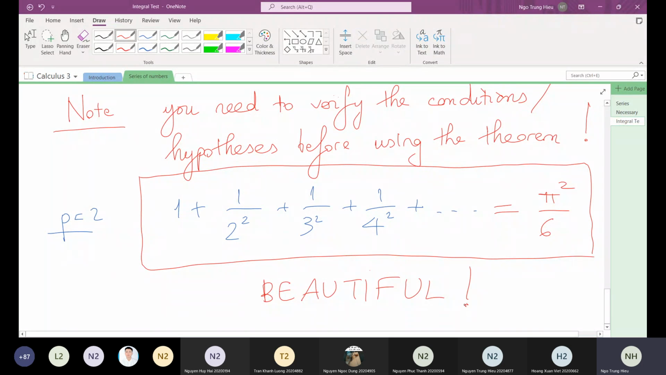Because on the left hand side it is just rational numbers: 1, 1 over 4, 1 over 9, 1 over 16, 1 over 25, rational numbers. But on the right side, you see that pi appears. Pi is an irrational number. So this identity is absolutely beautiful, right?